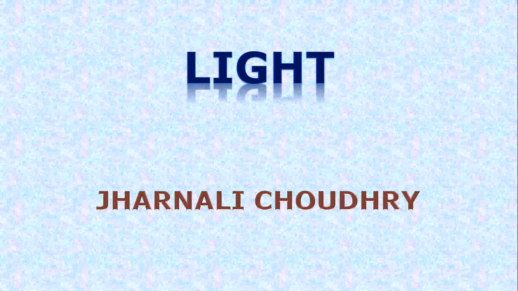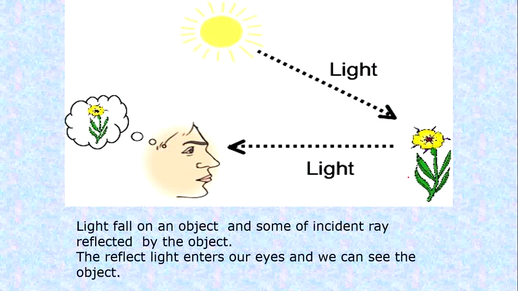So I will explain about light. First, how do we see an object? This is the source of light. From the source of light, all the rays fall on the object.